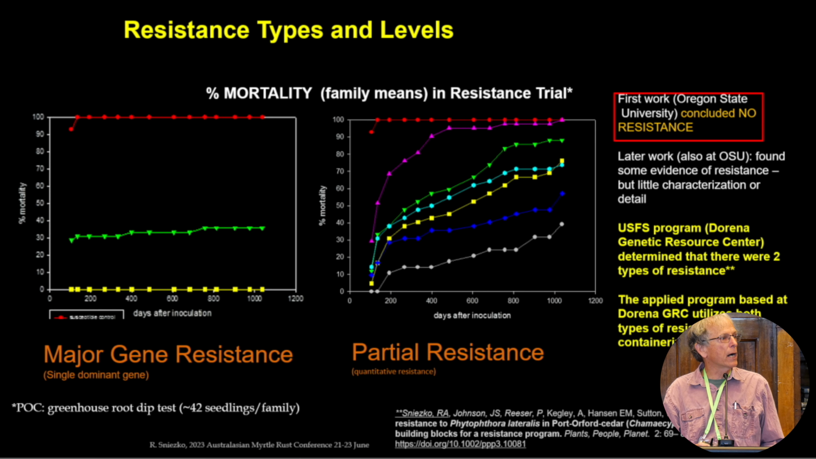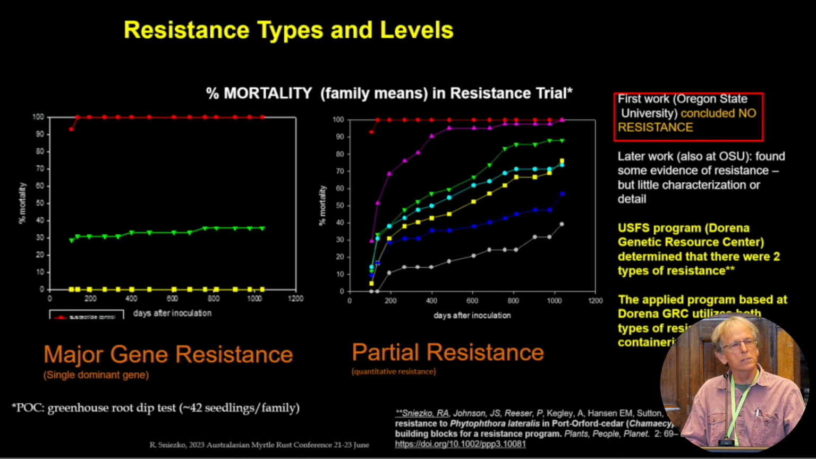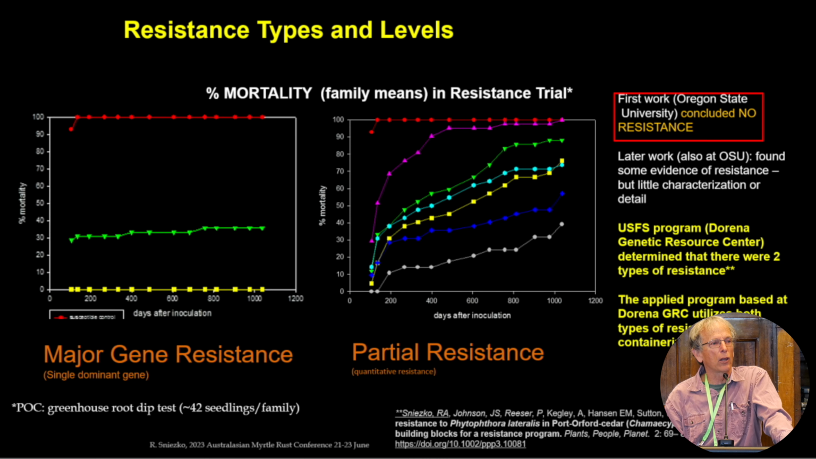This is kind of a diagram, and yesterday people were talking about resistance. In some cases, I think they were maybe talking about major gene resistance, in other cases, maybe more quantitative resistance. This is a diagram I like. This is actually out of Port Orford cedar and Phytophthora lateralis, but the same thing applies to rust, really. On the left graph, you see 3 lines, and I apologize for the colors if anybody's colorblind, but the top line is our susceptible control, and you can see it goes to 100% mortality very quick. There were like 42 seedlings in each of these families. They all die, and they all die by like day 100 in the trial.